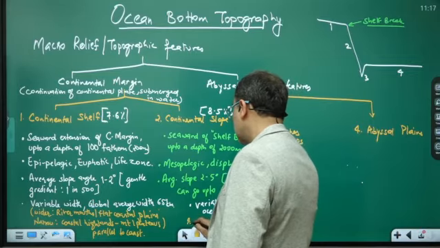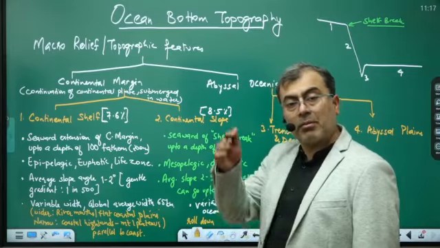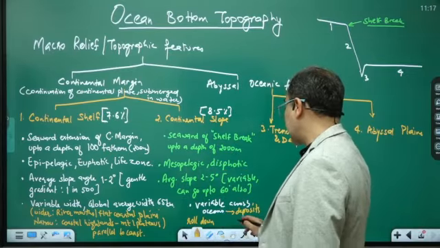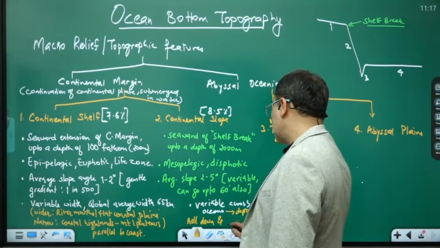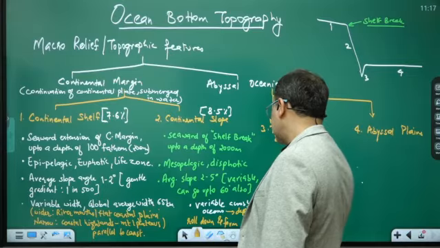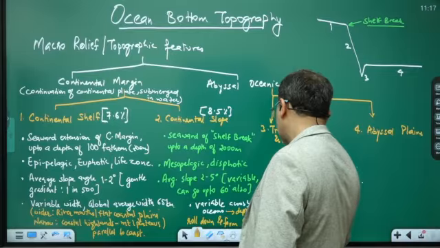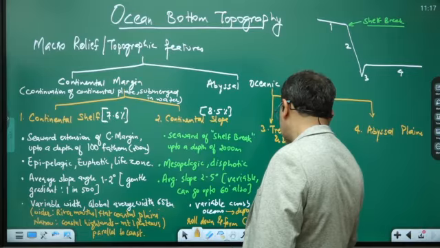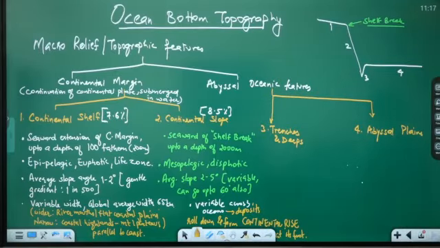Deposits roll down. Because of the slope, they will roll down and form the continental rise at its foot. So at the foot of this, we will find the continental rise. What is it? I will explain that also. Do not worry.